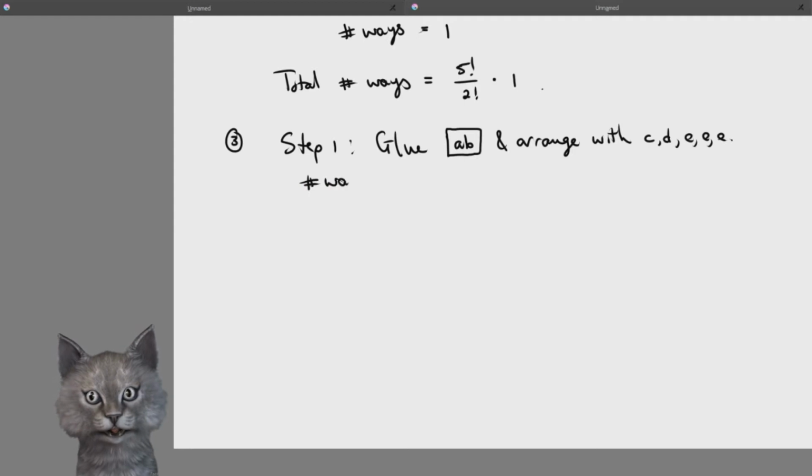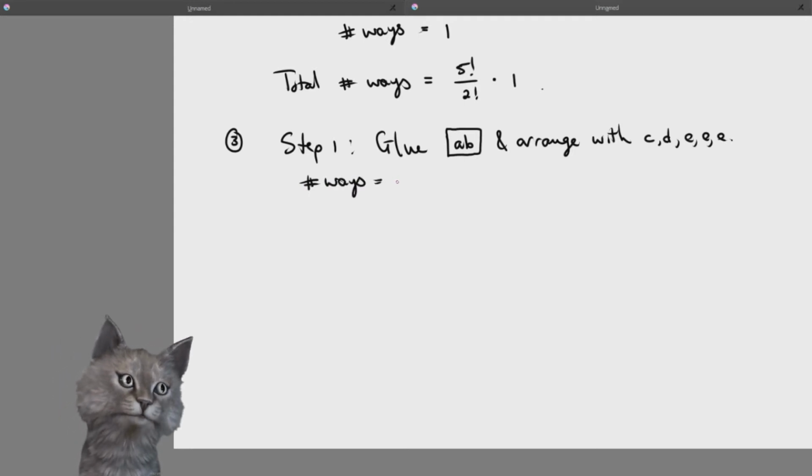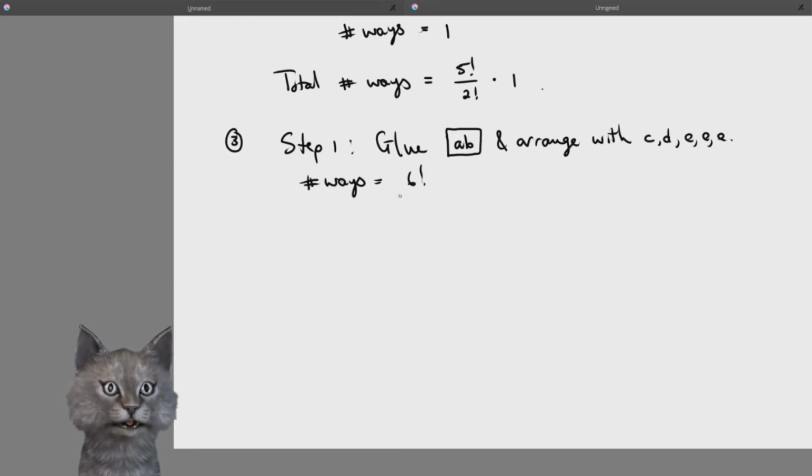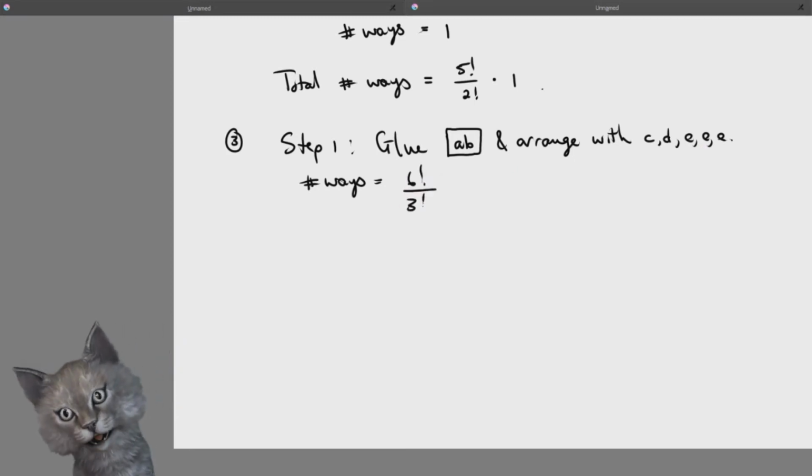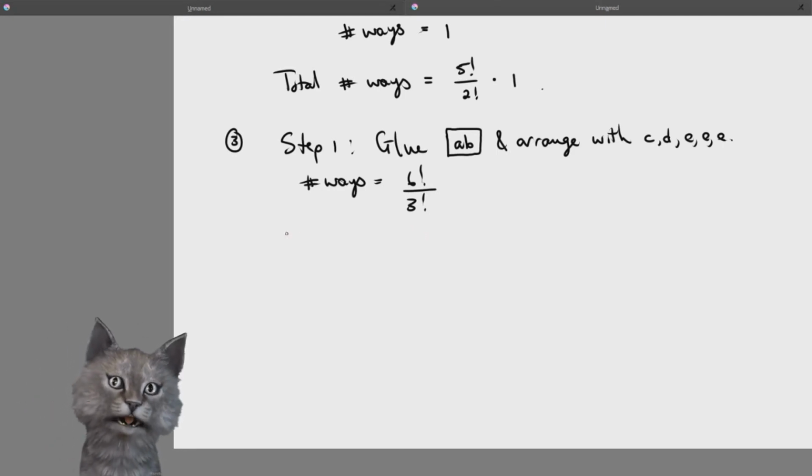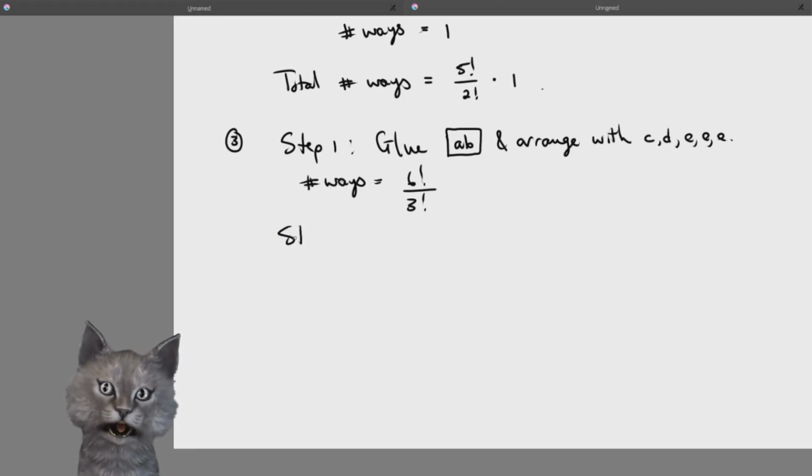How many ways can I do that? 1, 2, 3, 4, 5, 6. 6 factorial, but 3 E's are identical, and therefore I divide. I hope you're getting the hang of this slowly.